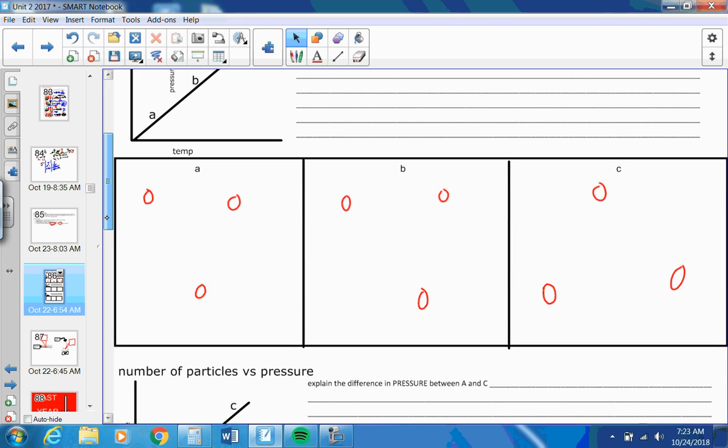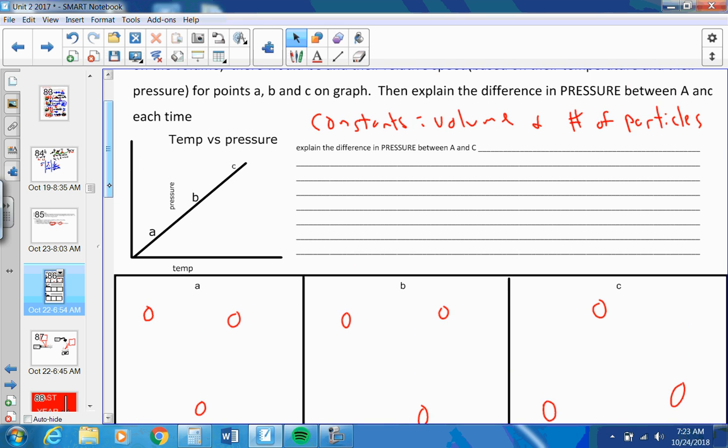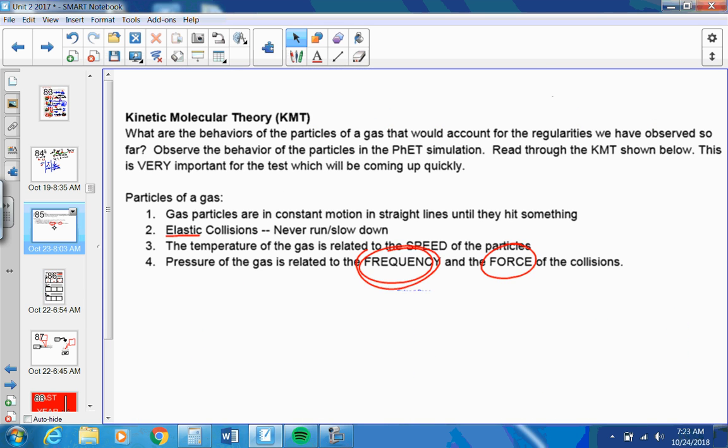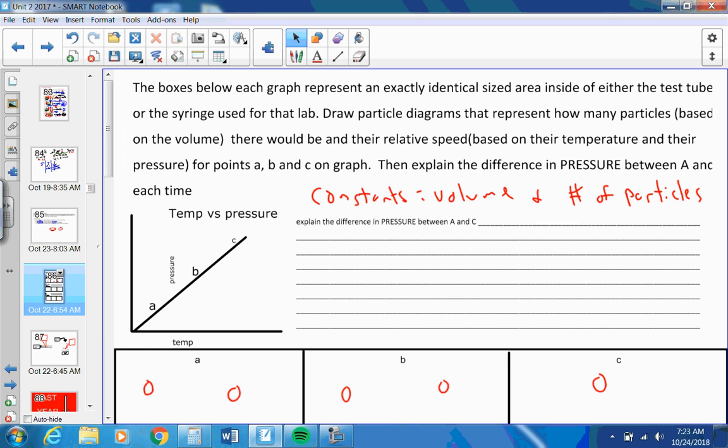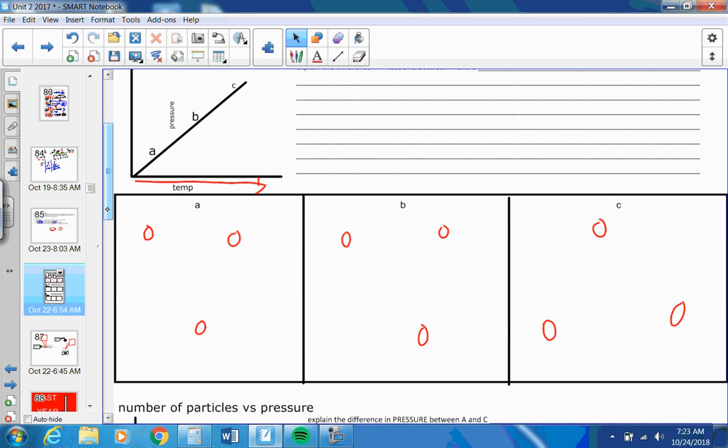And then now they've got to be moving. Kinetic molecular theory says gas particles always move. They go and they perfectly bounce off each other. The temp of the gas is related to the speed of the gas. The temp is related to speed. So as I raise the temp from A to B to C, because it's going up on the temperature scale, that means that these need to get faster, faster, and faster.